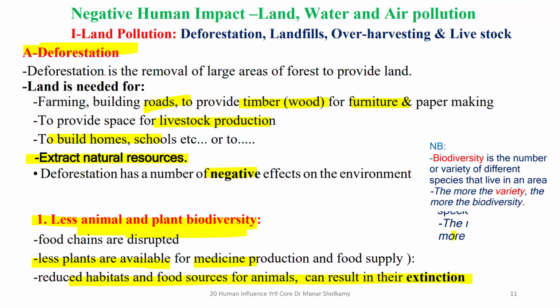Deforestation is the cutting down of trees. Of course, we know that. Why? To build homes, to extract natural resources, to build roads, etc. Now, the disadvantage: less animal and plant biodiversity. Of course, this is one of the biggest disadvantages. Less animals, less plants, less food, less homes.